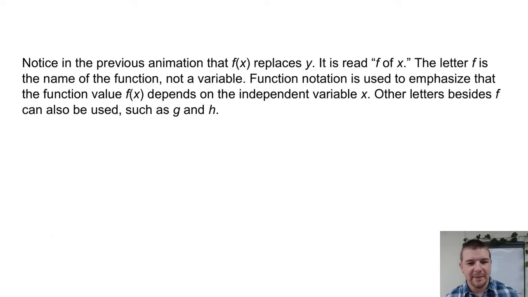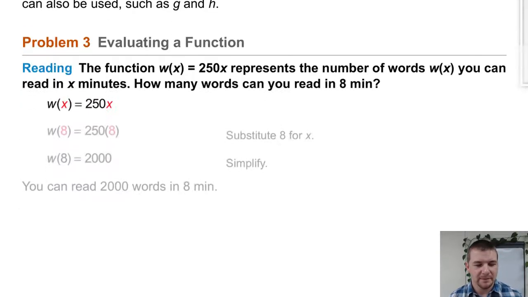Notice in the previous animation that f of x replaces y. It's read f of x. The letter f is the name of the function, not a variable. Function notation is used to emphasize that the function value f of x depends on the variable x. Other letters besides f can also be used. Common ones are g and h.